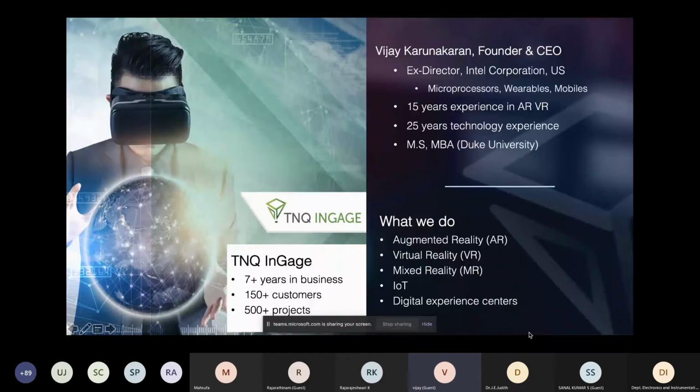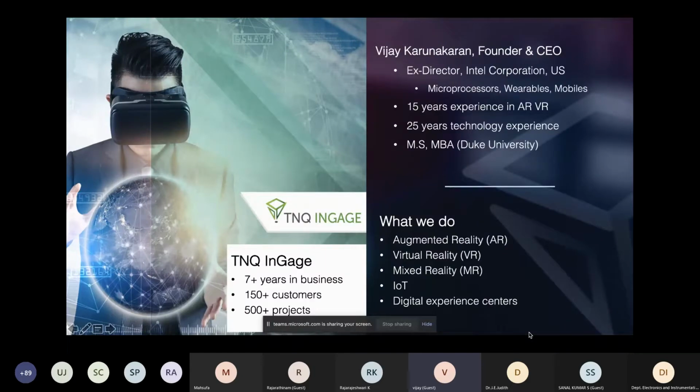Quick, in a nutshell: I've been in this business for quite a while, designing microprocessors, mobile phones, wearables, AR, VR for the last 15 to 25 years. And our company, TNQ InGage, is headquartered in Chennai, India, but we do have offices in the US and UK. We build systems, inclusive of hardware and software, using immersive technologies.